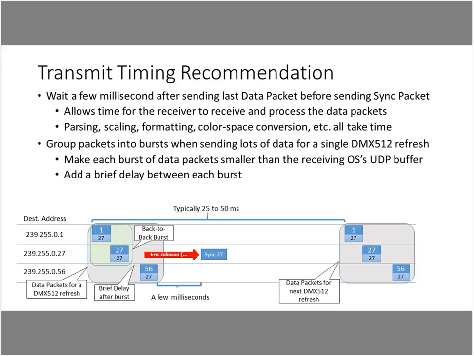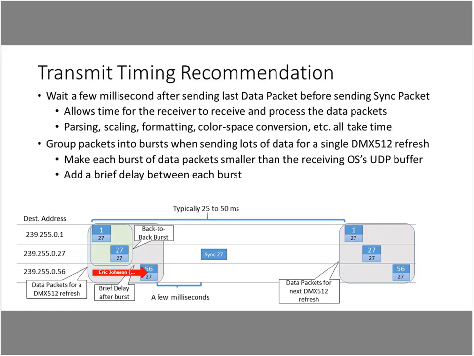The next recommendation, and this is Eric's recommendation, not a consensus recommendation, is that you group packets into bursts when sending a lot of packets. If you're sending 100 universes of data and you send them all out at once, they all hit your network. If you have anything that isn't able to swallow that at full rate, you'll overflow buffers, you'll overflow queues. So my recommendation, as I show here in the green, is that in this case you send a burst of 2 packets, you wait a brief period, and then you send the 3rd packet.